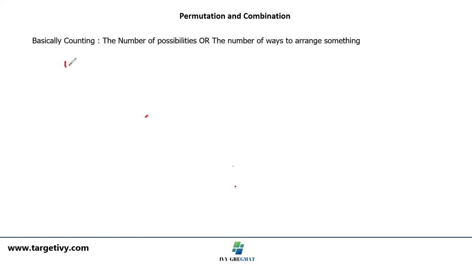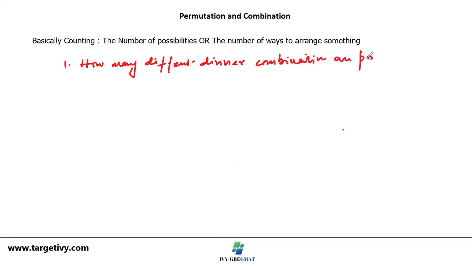So how many different dinner combinations are possible if we have one appetizer, one main course, and say one dessert. This may be one kind of question. I mean, how many combinations are possible, or how many arrangements are possible, how many ways it can be done.